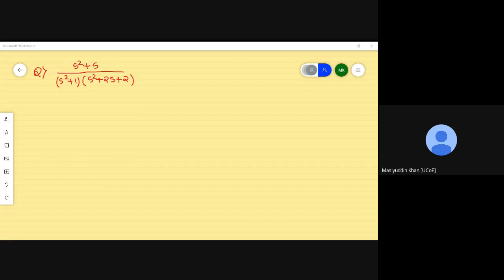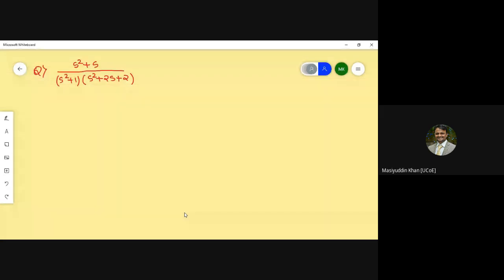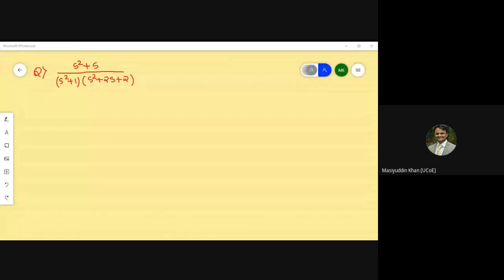Homework purpose. I hope a maximum number of the students have already solved this kind of numerical. The problem was s square plus s upon s square plus 1 and s square plus 2s plus 2. This was our numerical. And the problem statement was: given, by using convolution theorem. So basically this problem can also be solved by using partial fractions.